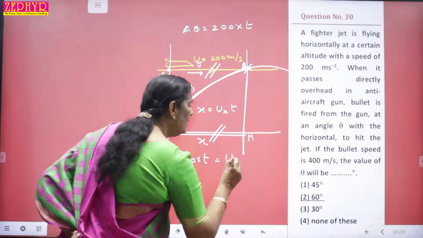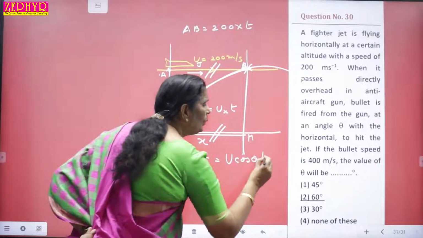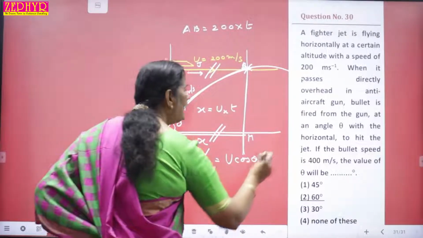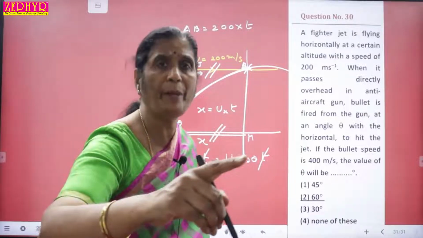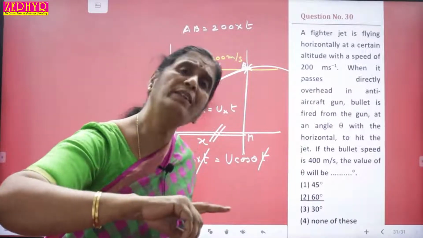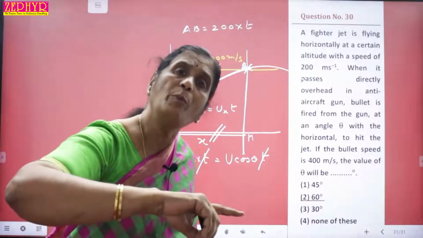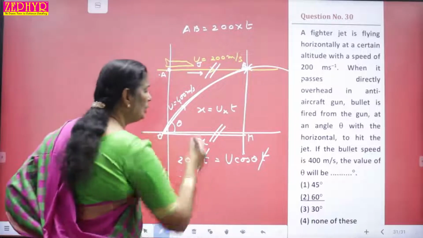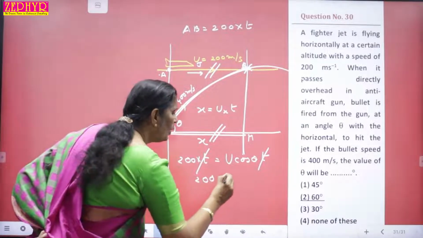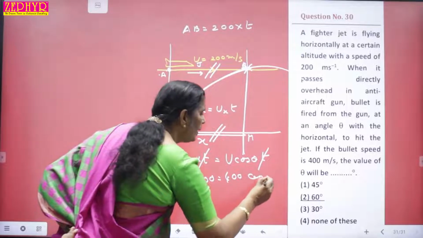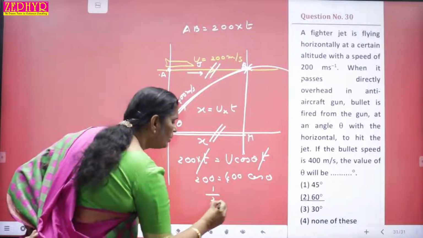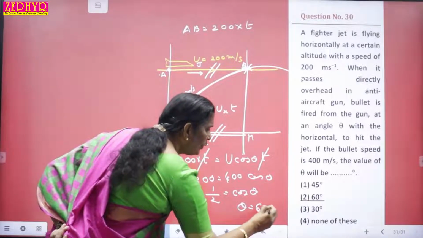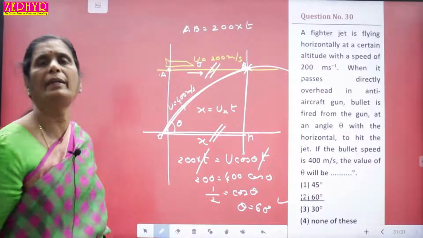That x can be written as u cos theta into t. T gets cancelled, because the time taken by the aeroplane to travel the distance AB is one and the same as the time taken by the bullet from O to B. Then only the bullet will hit the aeroplane. So now 200 is equal to 400 into cos theta. So 1 by 2 is equal to cos theta. Therefore theta will be equal to 60 degrees. So the answer is 60 degrees.